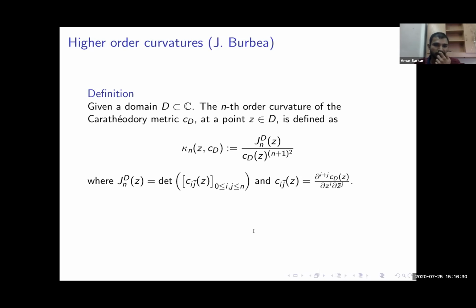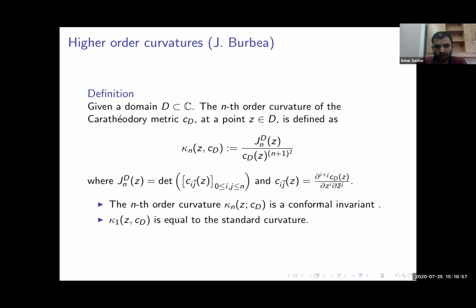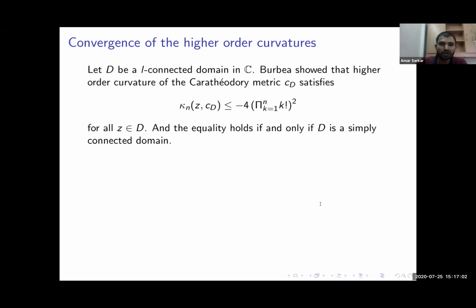Now let's define higher order curvature of the Carathéodory metric, and it is defined to be this quantity, J_n dz divided by C_z^(n+1) whole squared, where J_n is the determinant of this quantity, which is the derivative of the Carathéodory metric. It turns out that these higher order curvatures are conformally invariant, and these are useful quantities. When you put n equal to 1, it is the standard Gaussian curvature. And Burbea showed that for any domain, the higher order curvature is bounded above by this quantity, and equality holds if and only if the domain is simply connected.